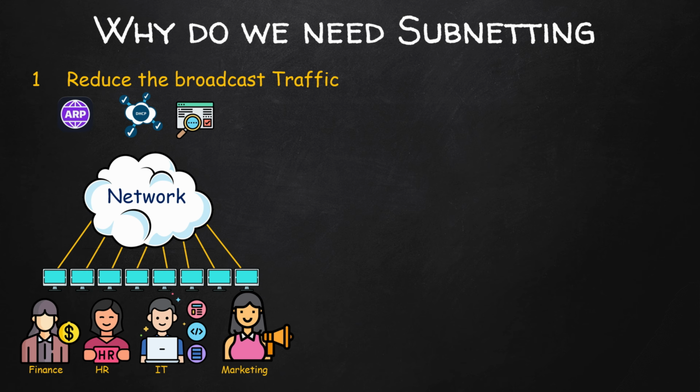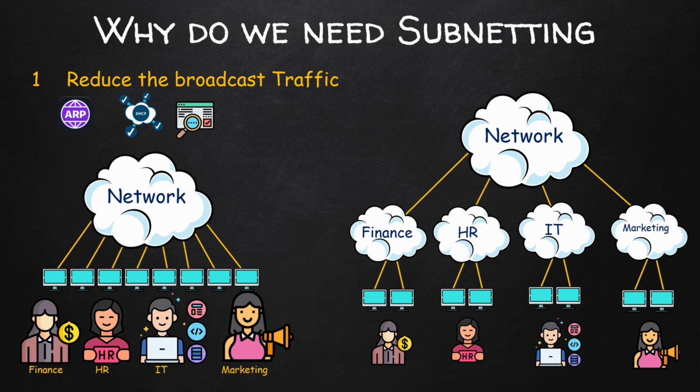Because of this broadcast traffic, the network bandwidth required for actual data transfer is affected. You will feel that your production traffic doesn't have enough bandwidth. That's why you feel poor network performance in your organization. So how do we prevent this? How do we avoid this kind of problem? For that, we can use subnetting. This large network we can divide into multiple subnets.